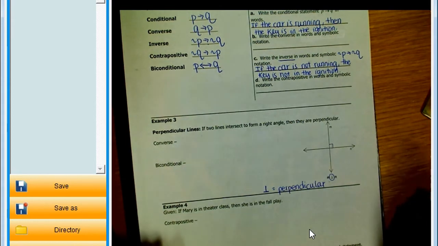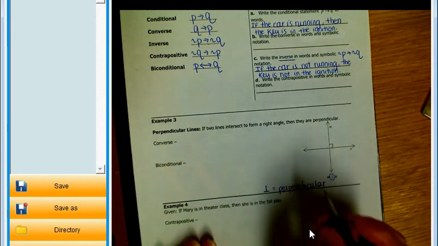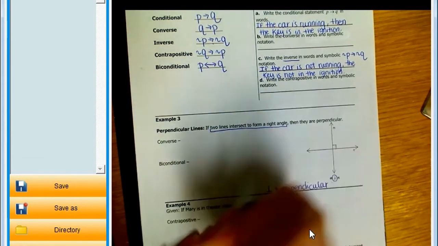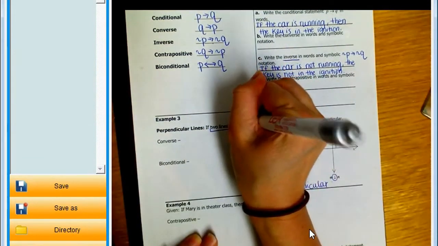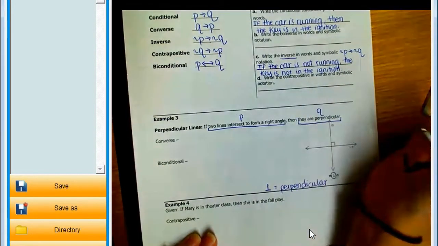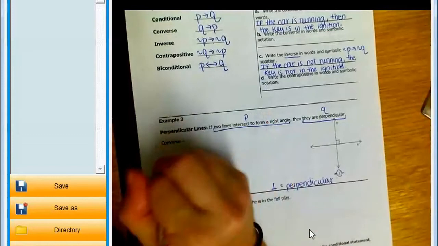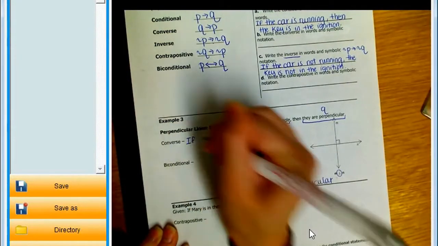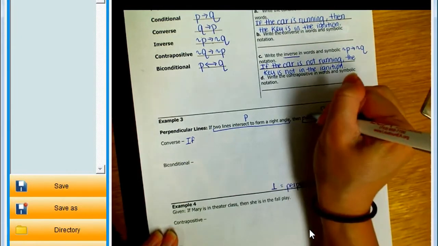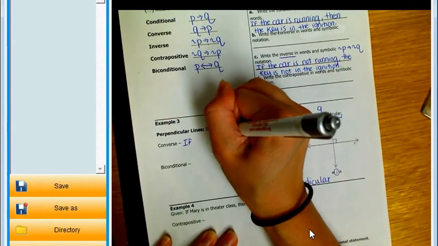Let's write the converse. The converse, if you remember, is when you flip the conclusion and the hypothesis. So let's go up to our statement. After the word if, we have the hypothesis. After then, we have the conclusion. So we need to flip P and Q. So we are going to write if, and it says they are perpendicular. What is they we are talking about? So they is talking about the two lines.